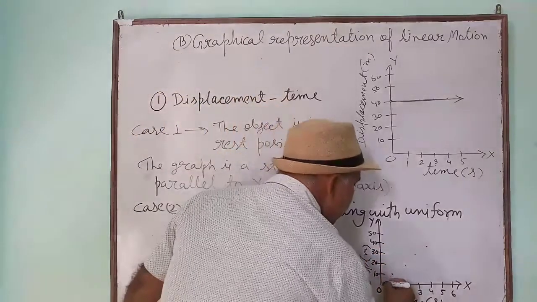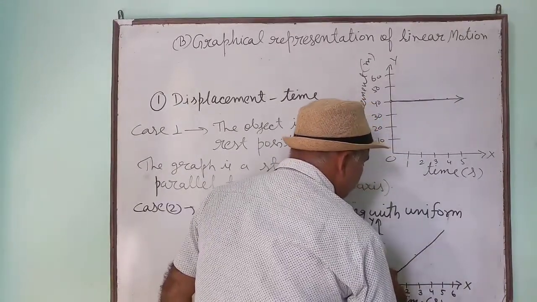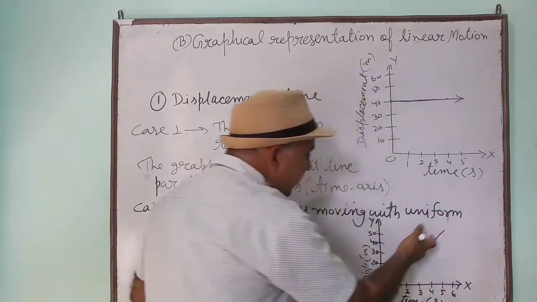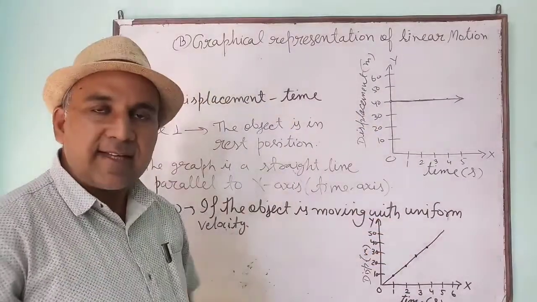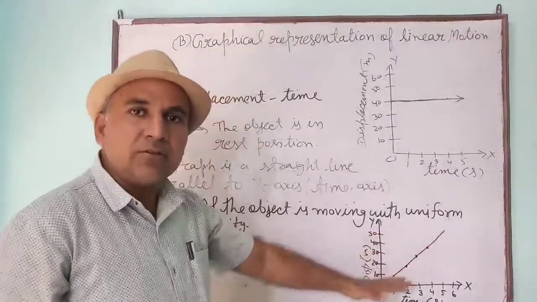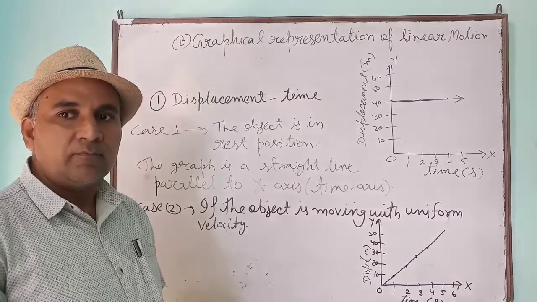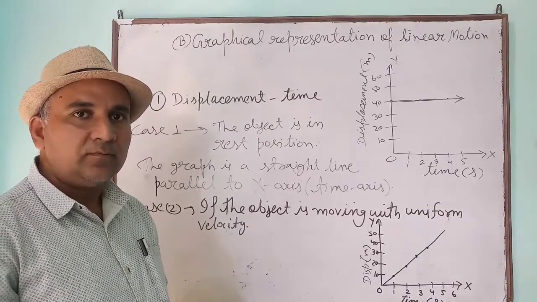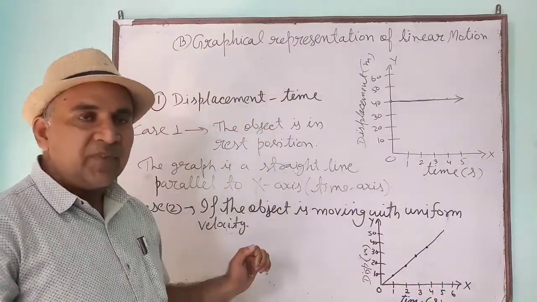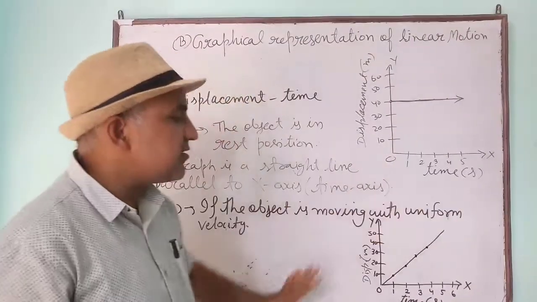Now with the help of a scale, if you join all these points, you will get a line which is inclined to the x-axis. Are you watching? This line is inclined to the x-axis. Now to find the velocity, we will find the slope of this line.